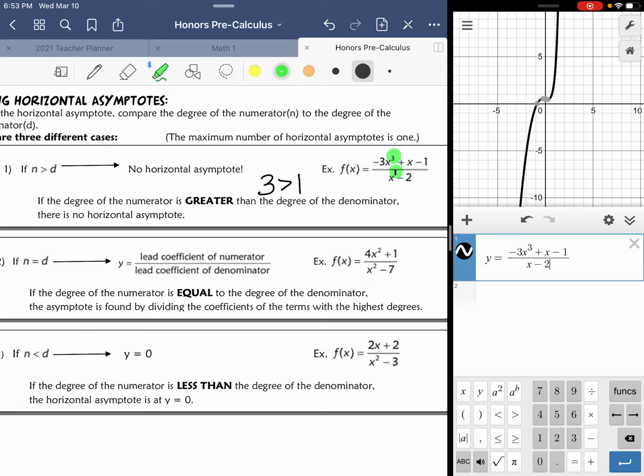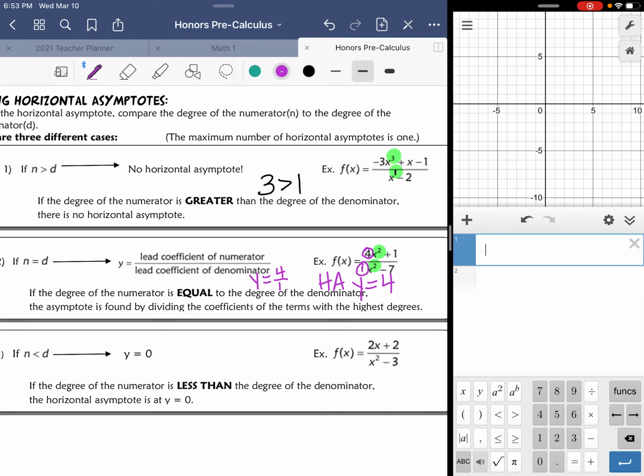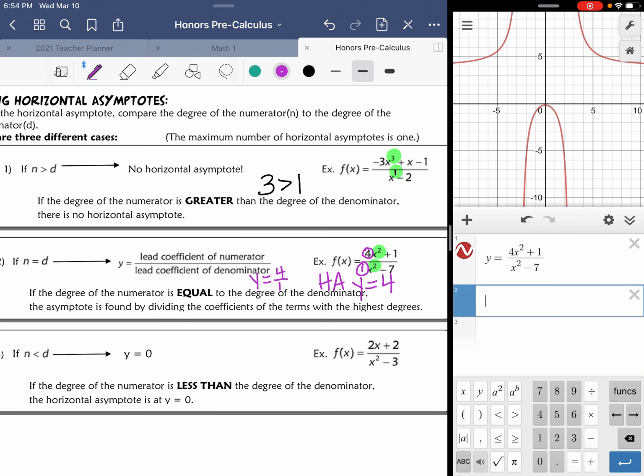Now, if your degrees equal each other, so if the degree of your numerator, for this example, is 2, and the degree of your denominator is 2, then you take the leading coefficient. So the leading coefficients are the numbers in front of those degree values. So I have a 1, a 4, and a 1. So this time, my horizontal asymptote is y equals 4 over 1, so y equals 4. Again, I can verify that. So y equals 4x squared plus 1 over x squared minus 7, and I can see that I have a horizontal asymptote at y equals 4.